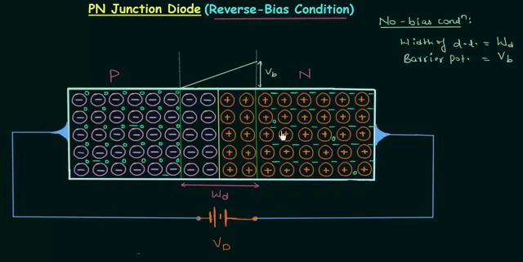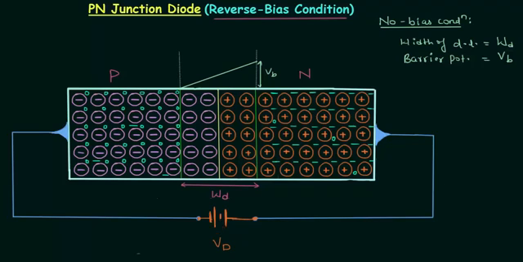Because of connecting the negative terminal to the P side and positive terminal to the N side, there's an attraction between the holes on P side and the negative terminal and the electrons on N side and the positive terminal. Holes will be drawn towards the negative terminal and electrons will be drawn towards the positive terminal. So there is uncovering of immobile ions: on the P side, negative immobile ions are uncovered, and on the N side, positive immobile ions are uncovered.